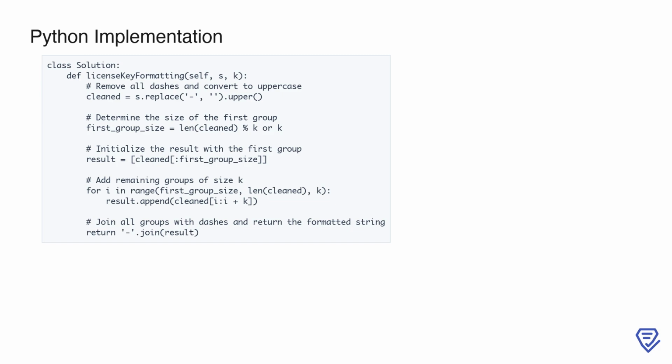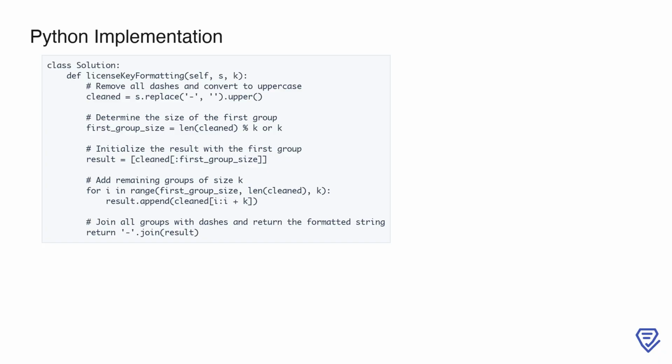The result is then initialized with this first group of characters. Using a loop, groups of size k are added to the result list by slicing the clean string in steps of k. Each slice corresponds to a group of characters. Finally, the groups in the result list are joined with dashes using dash.join(result), and the formatted string is returned. This ensures the output is in the correct license key format, adhering to all requirements of the problem.